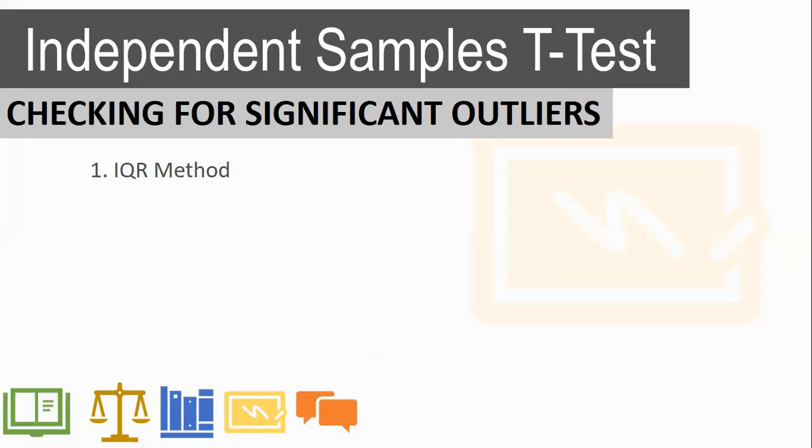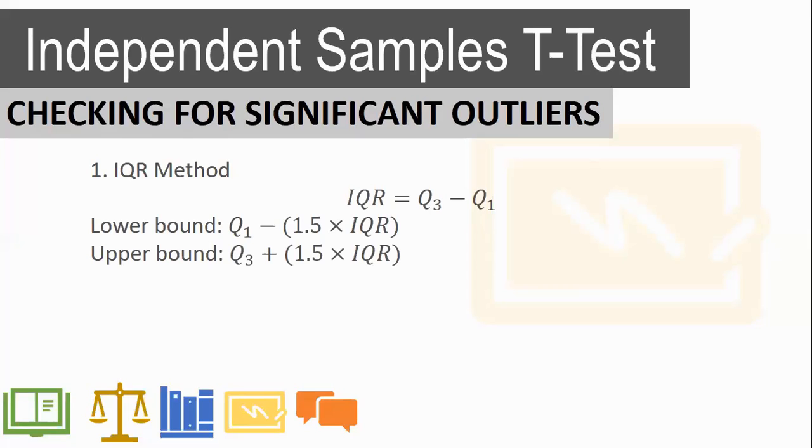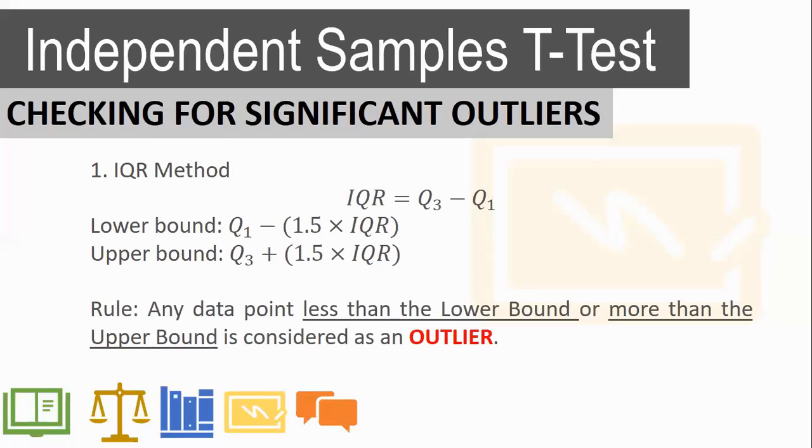We first need to solve for the IQR, for the interquartile range, which is equal to third quartile minus first quartile. Then construct the lower bound and upper bound, where lower bound is equal to the first quartile minus 1.5 times the IQR. And then the upper bound is equal to third quartile plus 1.5 times the IQR. Any data point less than the lower bound or more than the upper bound is considered as an outlier.